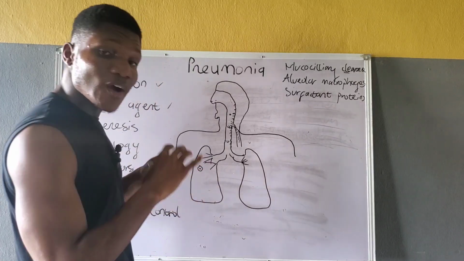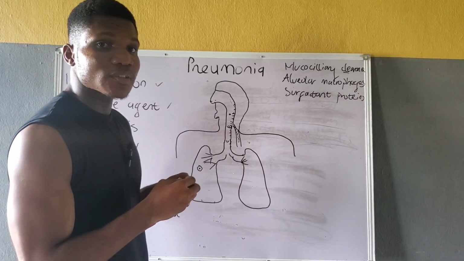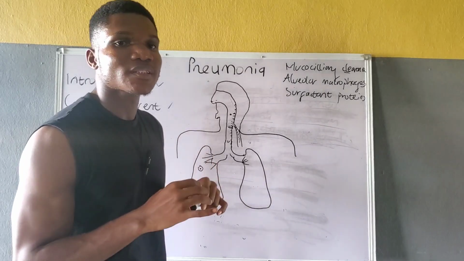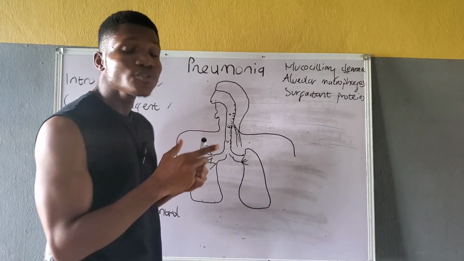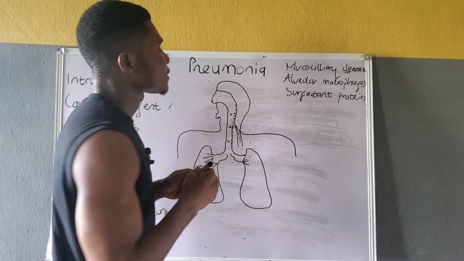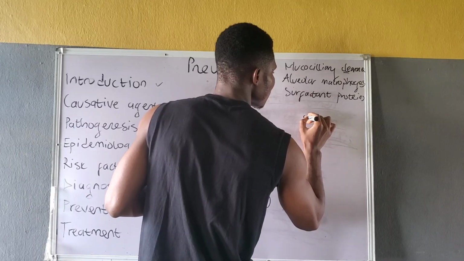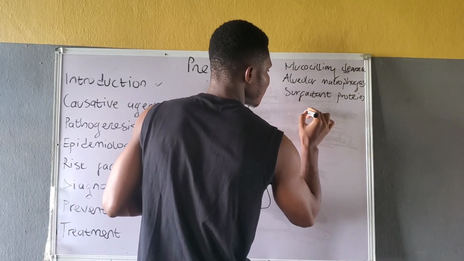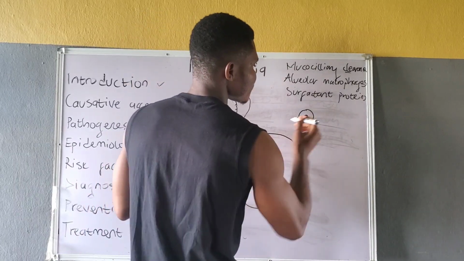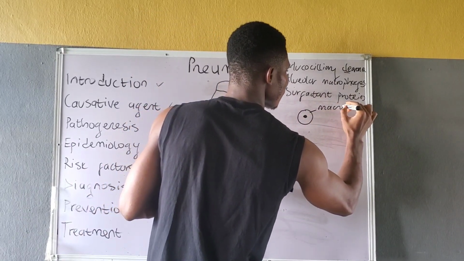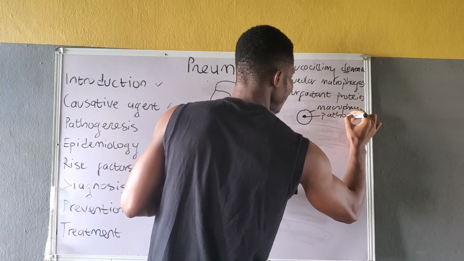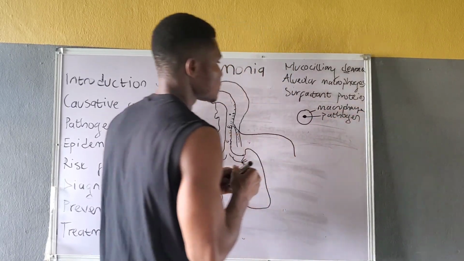The alveolar macrophage engulfs the pathogen through a process known as phagolysosomal fusion. The phagolysosomal fusion is a process that the alveolar macrophages use to eliminate and neutralize pathogens. So let me explain how that process happens. Let's say this is the pathogen, and then this is the alveolar macrophage. The pathogen can be a virus, bacteria, fungi, or parasite, as the case may be.